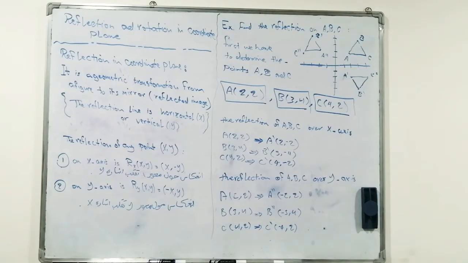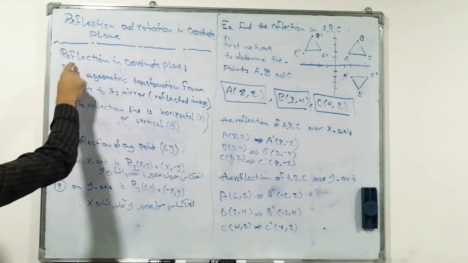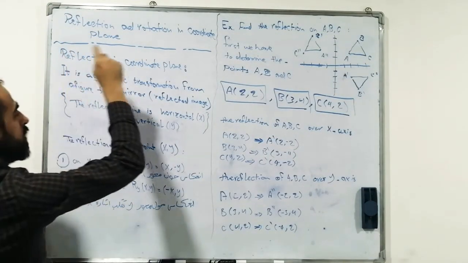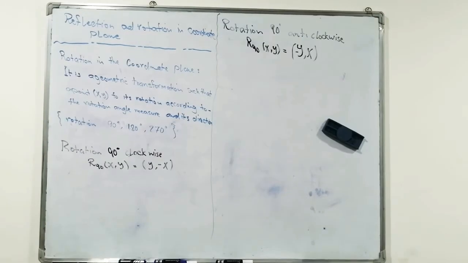Now after we take the first subject which is the reflection, we're gonna take the rotation in the coordinate plane. Now we'll take the rotation in the coordinate plane.